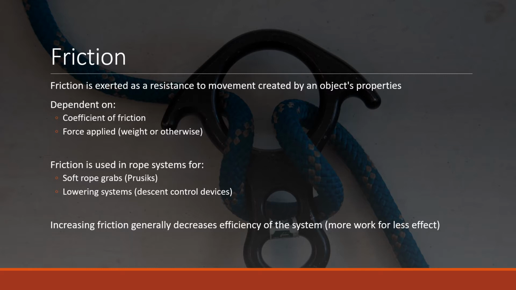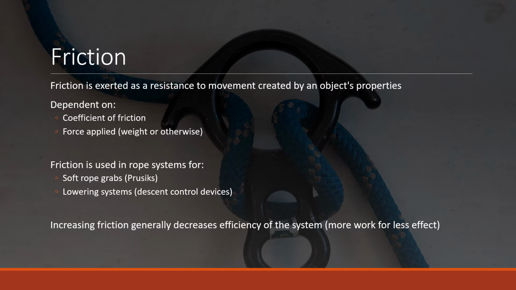We're all familiar with how sandpaper doesn't slide really well against stuff. Rock on rock has a lot of friction, but Teflon doesn't have a lot of friction with stuff. So these are intrinsic properties of a given material. Friction is created by those intrinsic properties being multiplied by the amount of force that's applied.